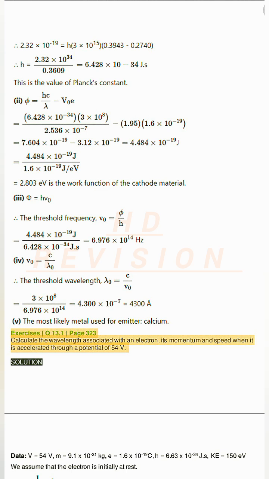Exercises Q13.1, page 323. Calculate the wavelength associated with an electron, its momentum and speed when it is accelerated through a potential of 54 V. Solution. Data. V = 54 V, m = 9.1 × 10⁻³¹ kg, e = 1.6 × 10⁻¹⁹ C, h = 6.63 × 10⁻³⁴ Js, K = 150 electron volts. We assume that the electron is initially at rest.